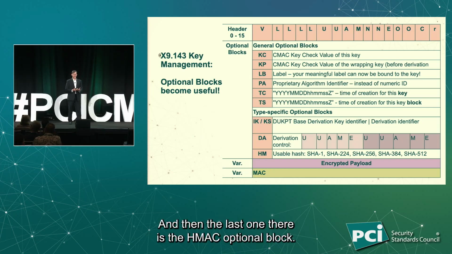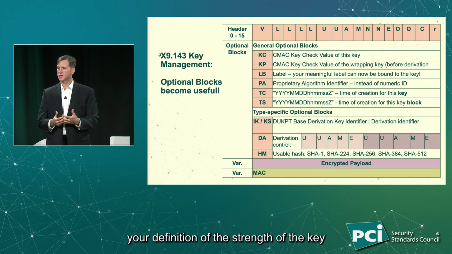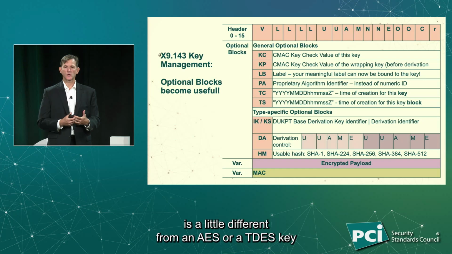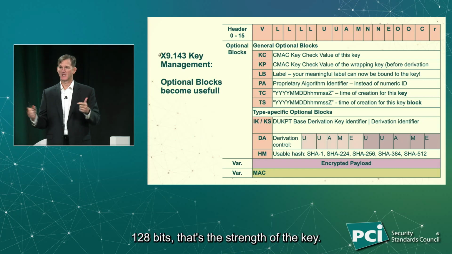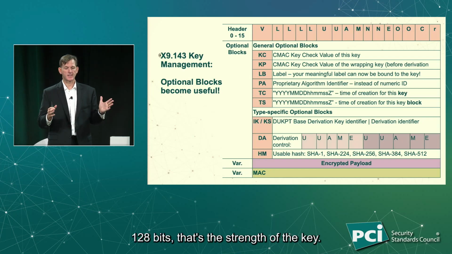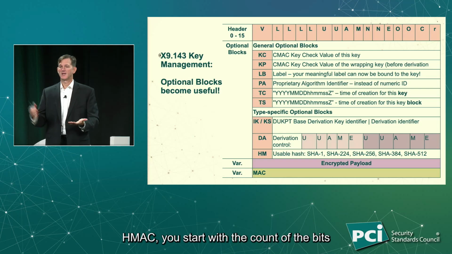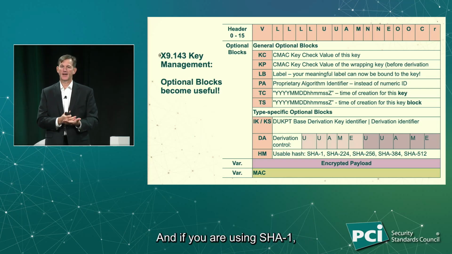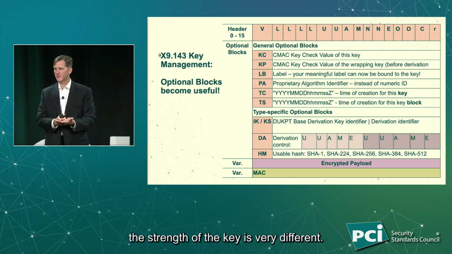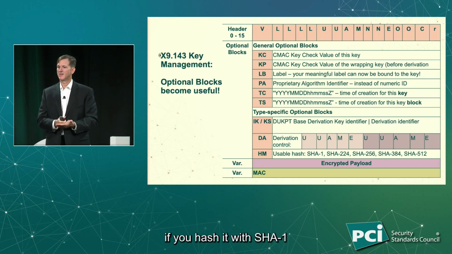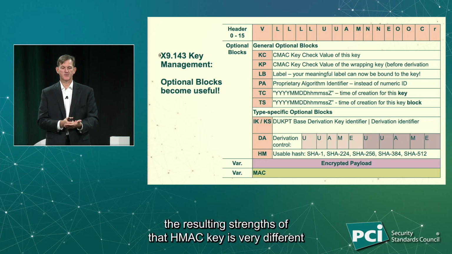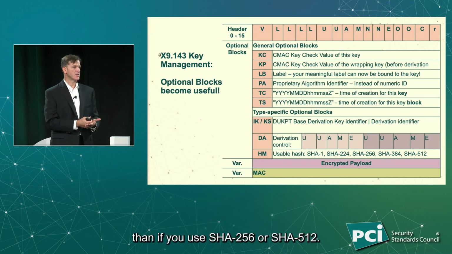And then the last one there is the HMAC optional block. Now, for those of you that know HMAC really well, your definition of the strength of the key is a little different from an AES or a TDES key or an RSA key where you just count the bits. Here's the strength of the key, right? 128 bits, that's the strength of the key. HMAC, you start with the count of the bits, and then you hash the key. And if you're using SHA-1, the strength of the key is very different. Even if you have 2,000 bits for your key, if you hash it with SHA-1, the resulting strength of that HMAC key is very different than if you use SHA-256 or SHA-512.